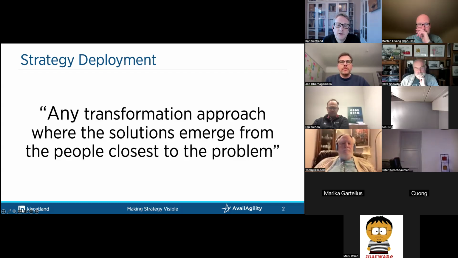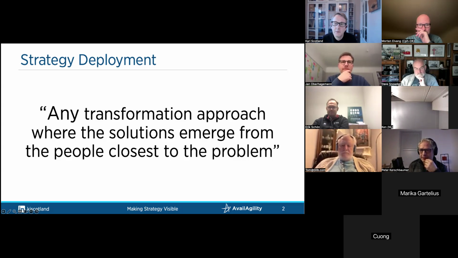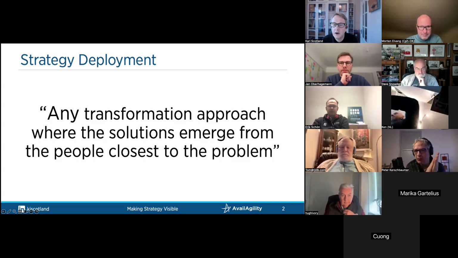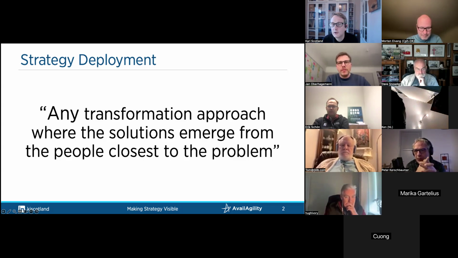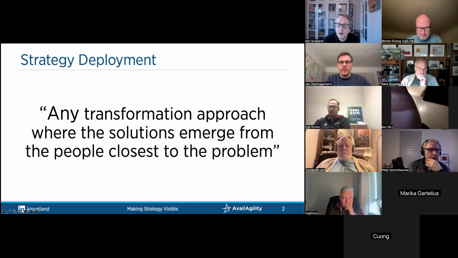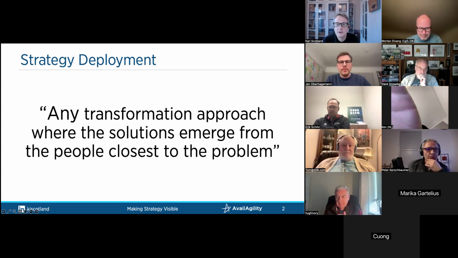Any transformation approach where the solutions emerge from the people closest to the problem. It's nice having Dave on the call, because I think this was partly inspired by either Dave or Michael Chevel when I was doing some work with him at Cisco. The idea is that we want the ideas and solutions we use in transformations to come from those who have the most information and experience of what's working and what's not working, rather than a predefined solution that consultants come in and impose or inflict on people, or that gets handed down from the top of the organization.